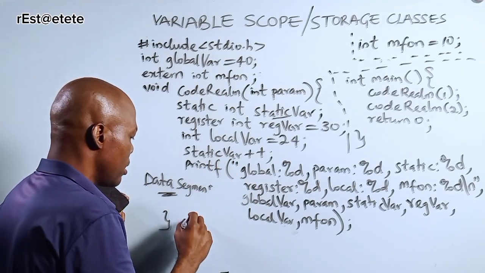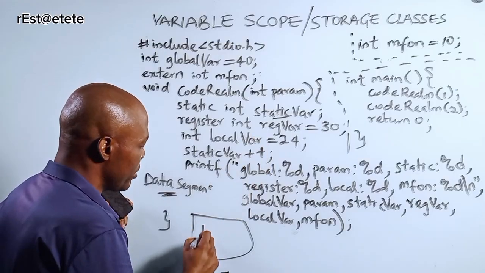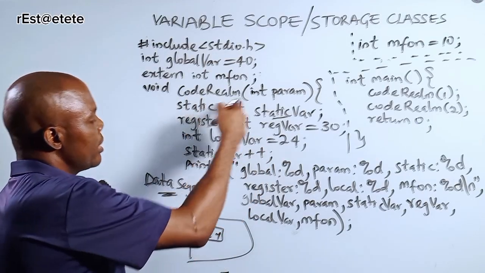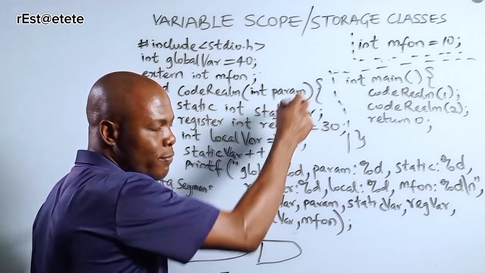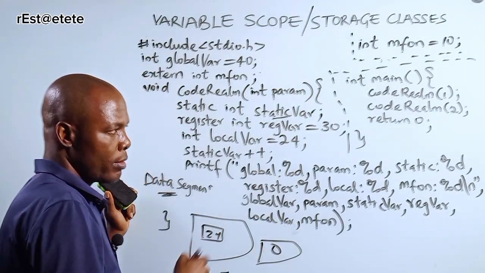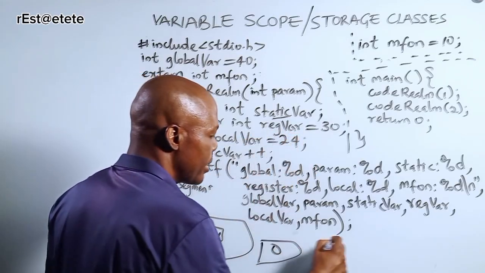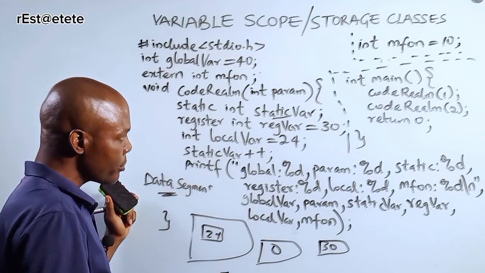So this is the function, memory space for the function. Now this local variable will be created inside, and then 24 will be assigned to it. But this static is created outside, and the default value is what? 0 for static. Then register is also created in the register, right? So 30 is assigned to it. That is the CPU register. Okay.